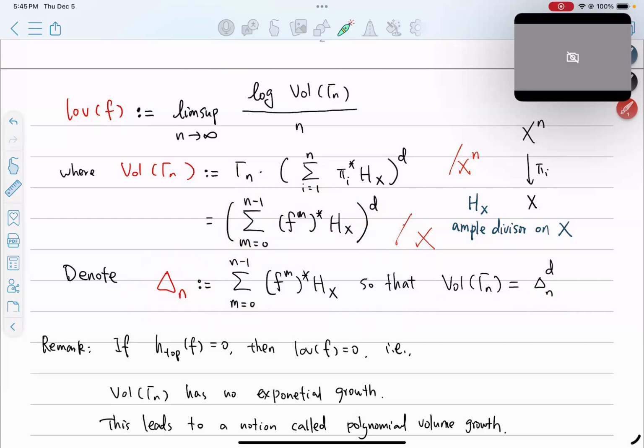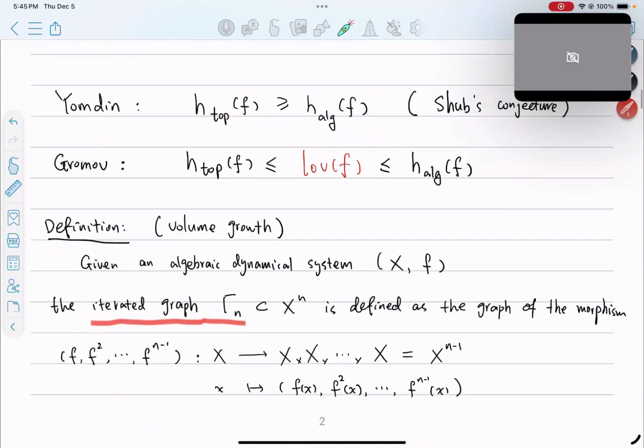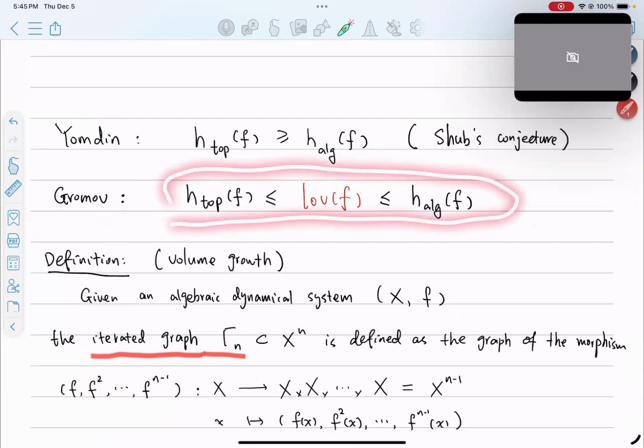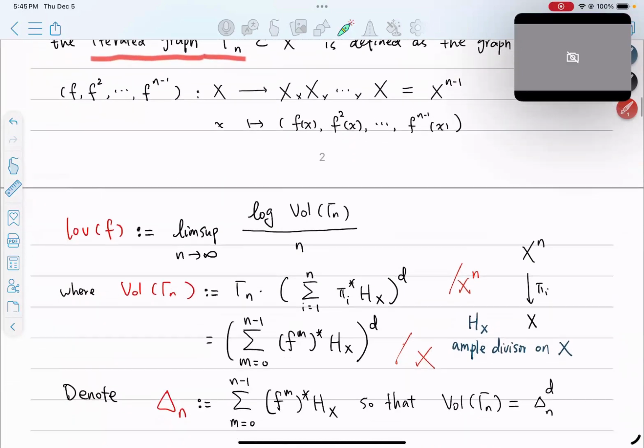Okay, so this is the definition of log of f. I just say that Gromov proved that we have this inequality. Now I'm interested in zero entropy automorphisms, which means that all invariants vanish, all of them are zero. So h top is zero, h egg is zero, log of f is also zero.